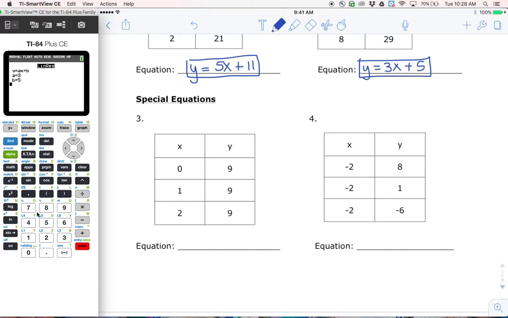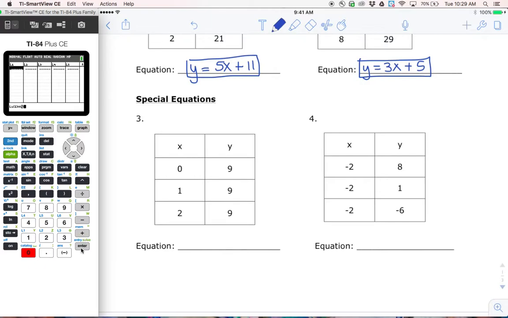Problem number 3. Here we go. Well, let's just try it. So we're going to do stat, we're going to do edit. I have numbers in here right now, so I'm going to click up, and then I'm going to press clear. So just clear, enter, and now the numbers are gone. So click up on the L1, and you press clear, enter. All right, so now my lists are fresh again.